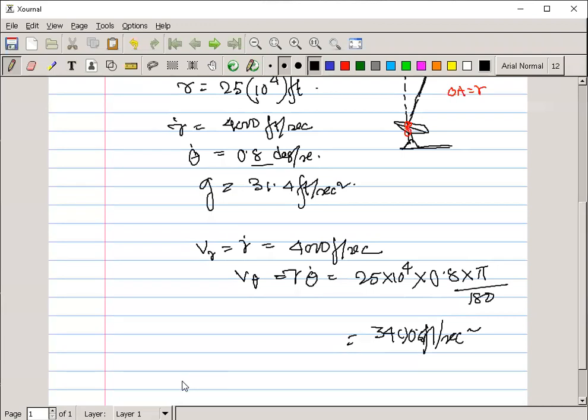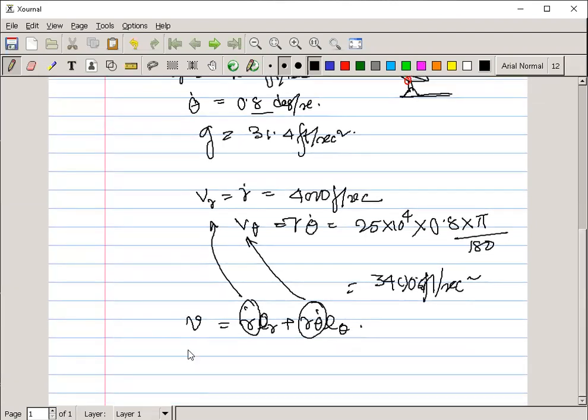Now, as in the radial and the transverse, the velocity is r dot er plus r theta dot e theta. So r dot and r theta dot are the two components, that is the v r, and r theta dot is the v theta, right? So finally, to find the actual velocity v, simply v is equal to root over of r dot square plus r theta dot square. So r dot is 4000 square plus r theta dot is 3490 square.